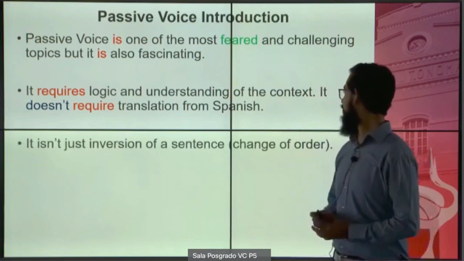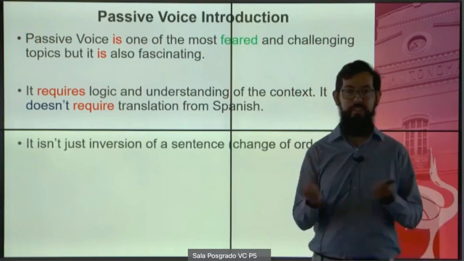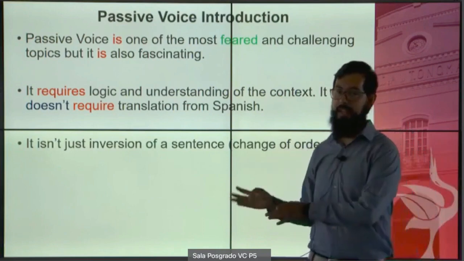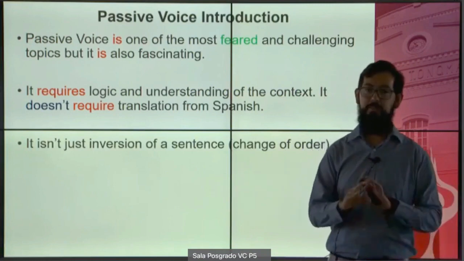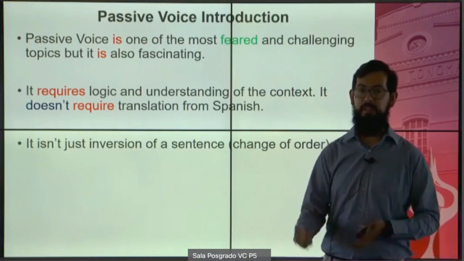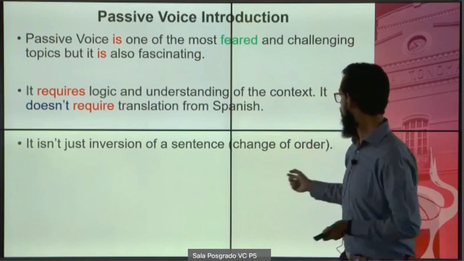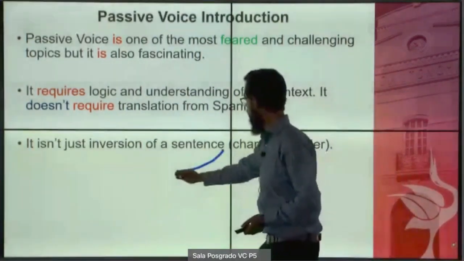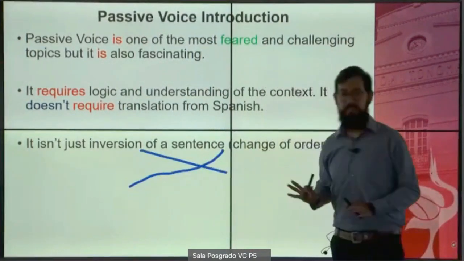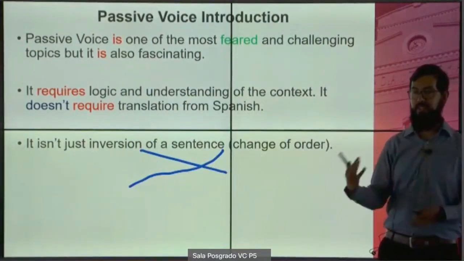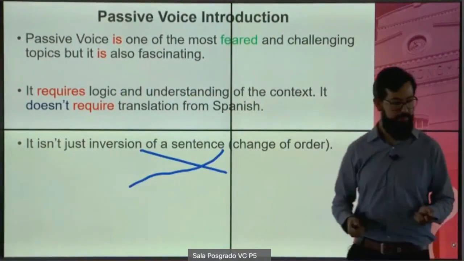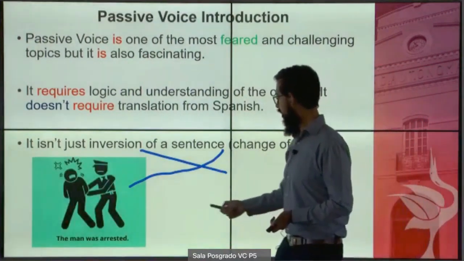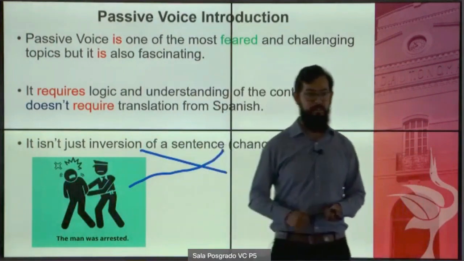And this is very important. As you can see here, it's not an inversion of the sentence. You don't have to change what is in the middle to the last and what is last to the beginning. It is a lot more than that. Because some students will just modify it. If I show you here, I think I can write. They do this, and this is passive voice. It's not. There is another process that we have to do. For example, the man was arrested. Okay? We have the example right there.